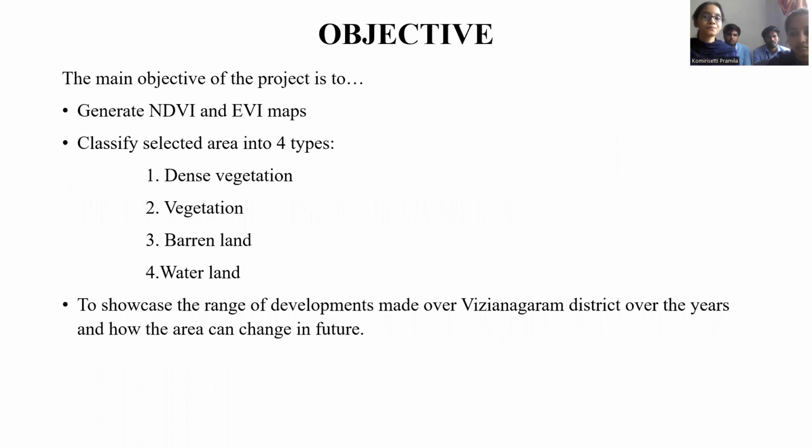The main objective of our project is to generate NDVI and EVI maps, and also to classify the selected area into 4 types, namely dense vegetation, barren land, and waterland. It also showcases the range of development made over Vijayanagaram district over the years and how the area can change eventually in the future.